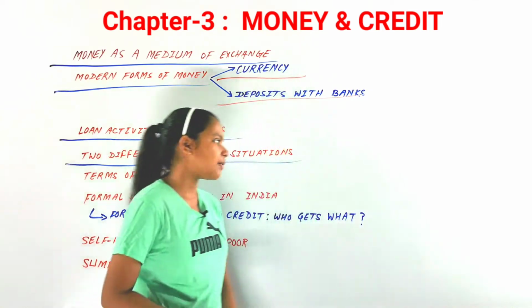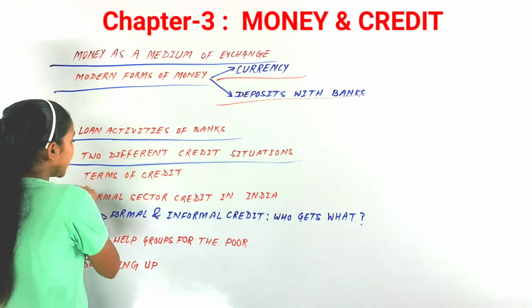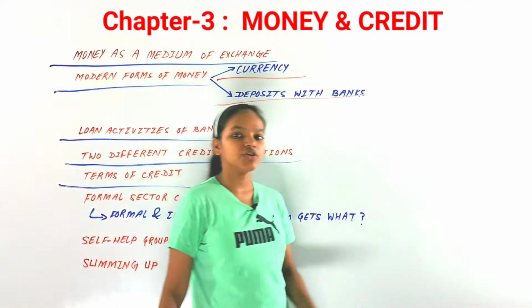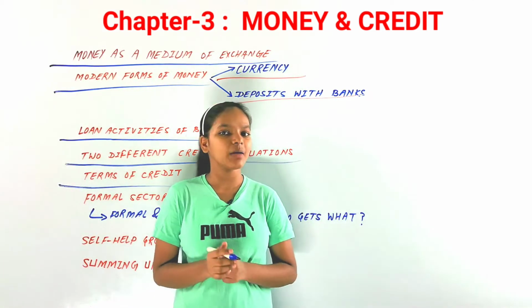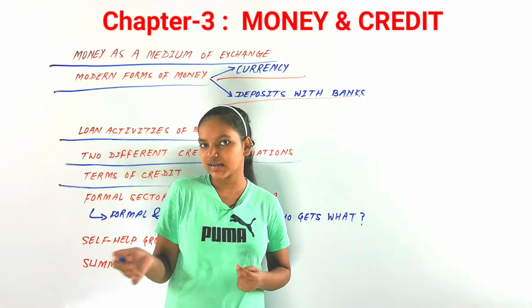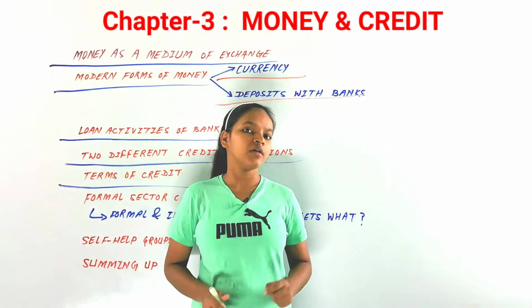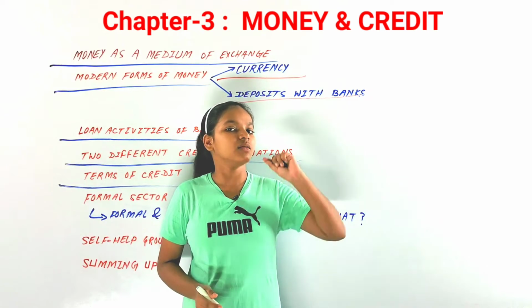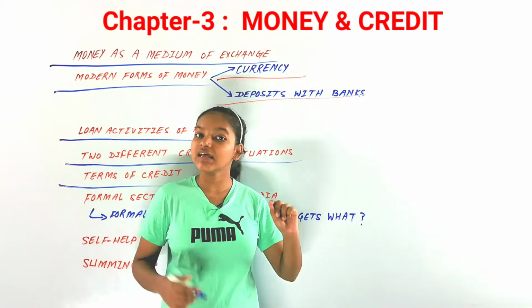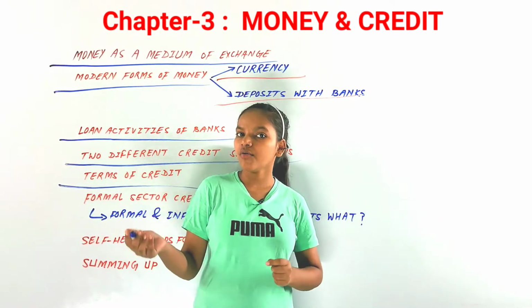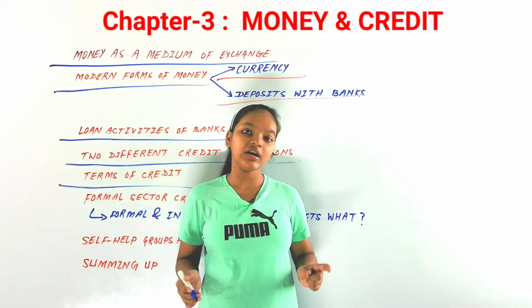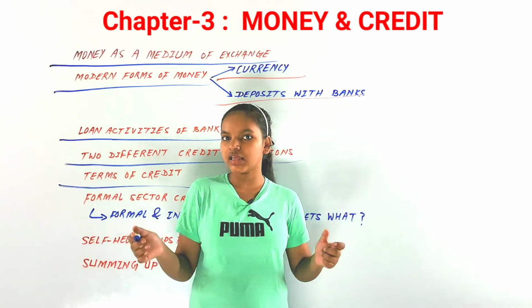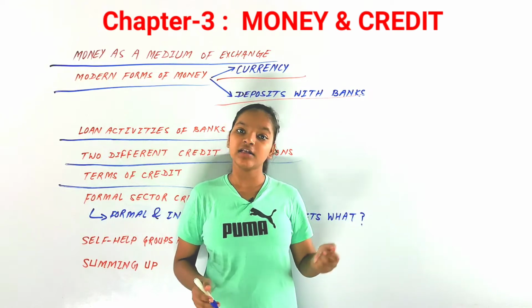After that, we have the next topic, that is terms of credit. Now, we have some terms of credit as well. First of all, we have the interest rate. Whenever money has been lent by a money lender to a borrower, he would definitely ask for some interest rate, wouldn't he? But that would be high as well.